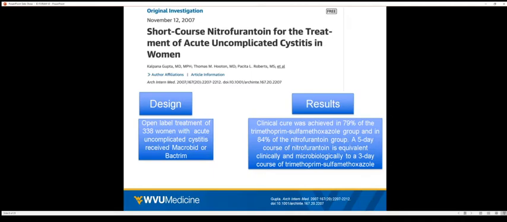So it was an open label treatment of 338 women with acute uncomplicated cystitis. They received either Macrobid or Bactrim. So nitrofurantoin or a combination product, really. Open label just basically means they weren't blinded, so they knew what they were receiving. Makes sense? Do you have anything to add to that part? No, it's pretty understandable.